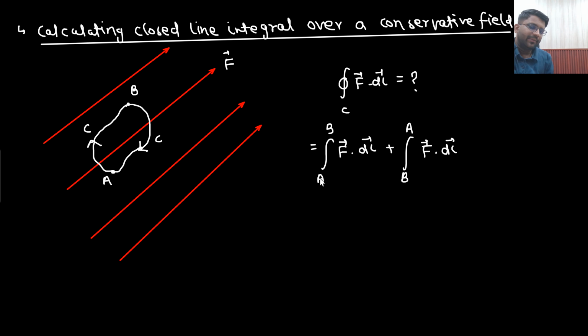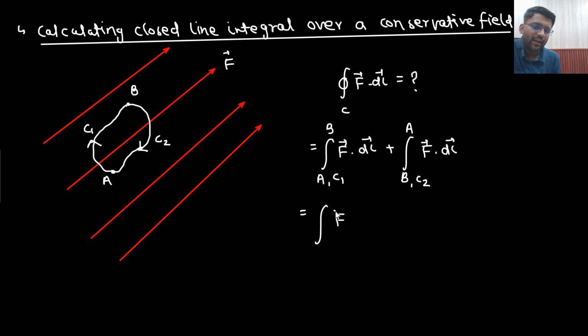So here you will be putting the limit from A to B, and here you are putting the limit from B to A. Let's say this curve is C1 and this curve is C2. For the first one, you are following A to B along the curve C1. From B to A, you are following the curve C2, right?